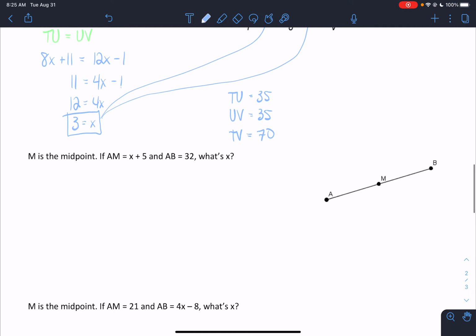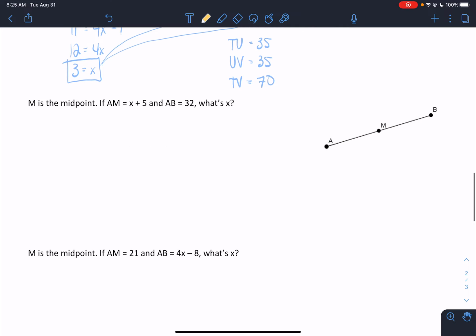The last two examples are going to use the same picture, this picture that I have over here on the right-hand side. So again, M is the midpoint, so I can put a single line and a single line. So I know that AM is equal to MB. Those are the two pieces. And so what we need to make sure we understand here is that I have this 8x plus 5 is what AM is equal to.